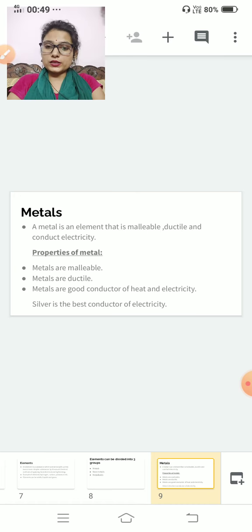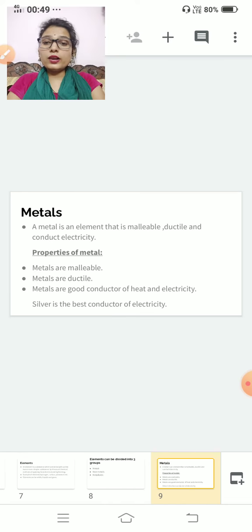Now third point, metals are good conductors of heat and electricity. That means all metals are good conductors of heat and electricity. That means they can pass heat and electricity easily. Because of this, we use wires which are made up of metal.